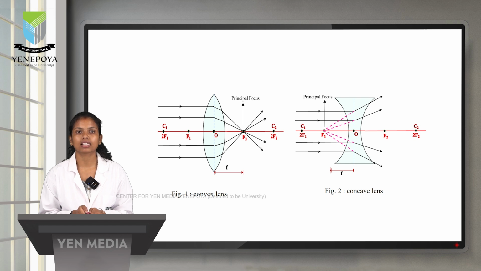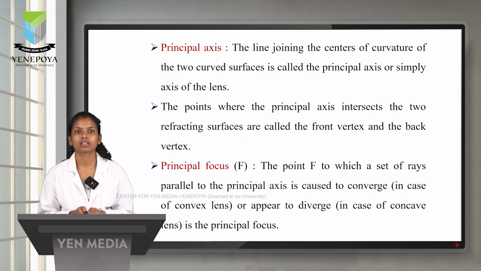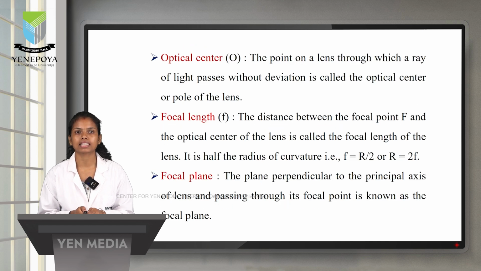Next is the optical center O. Every lens has a point on the principal axis to which any ray passing through it goes undeviated from the lens. This point is called the optical center. Next is the focal length, denoted by small f. It is the distance between the principal focus and the optical center of the lens. The same has been explained in the slides.